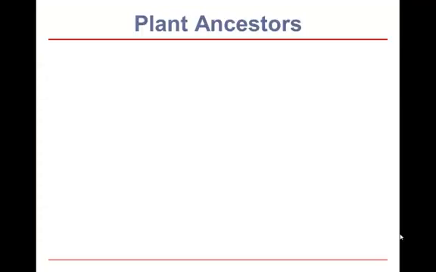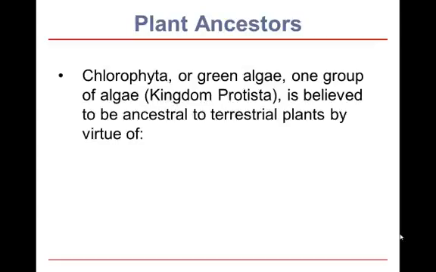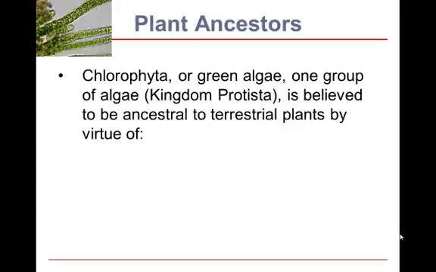And one of the things that we would first like to consider is where did plants come from? Who were the ancestors of plants? And we know that it was an algae. Chlorophyta is one group of algae, and this is a pretty general group. There's a more specific group, but this will do for Bio 101. So Chlorophyta is going to be the group that we attribute to being the ancestors of plants. They are members of Kingdom Protista.